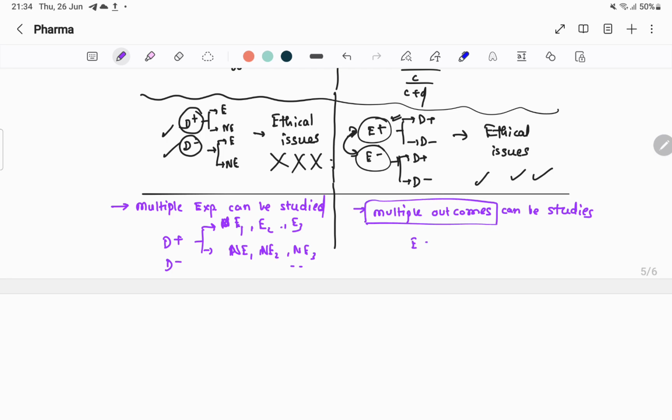Multiple outcomes you can study. Means you are taking exposed and non-exposed. You are checking that some are diseased, some are carriers, some are behaving differently, some are having spots only, some are having rashes only. You can study multiple outcomes. It's not necessary that a person is having only one outcome, that is disease. A person can present anything, right? So multiple outcomes can be studied. Here multiple exposures can be studied. Okay.